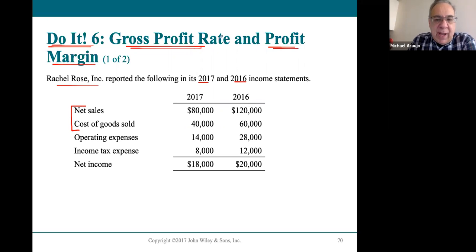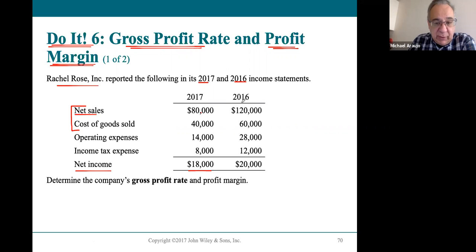And then they want to look at the profit margin rate, which is the net income compared to your net sales. So here you have an $18,000 profit for 2017. Put that over 80,000, and you're going to have much more than 20% return on that. And again, you're going to do a little bit differently for 2016. That's your profit here. That's your sales.